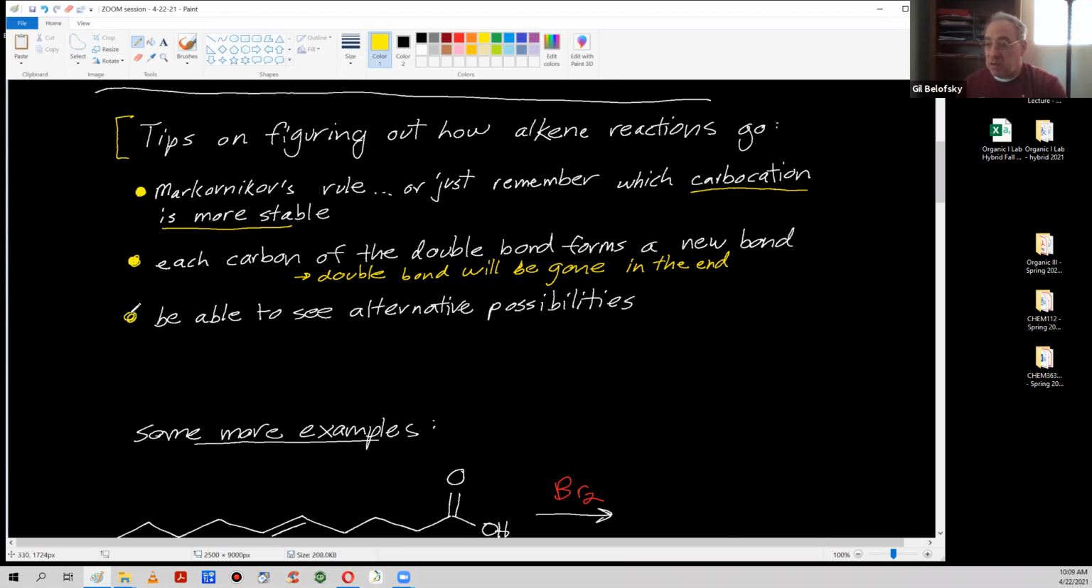Being able to see alternate possibilities. That's really what Markovnikov's rule in this part is about. Because if you have a double bond with two carbons, the hydrogen can go to one and the bromine to the other, or vice versa. So how do you know? And a lot of that is seeing different possibilities.